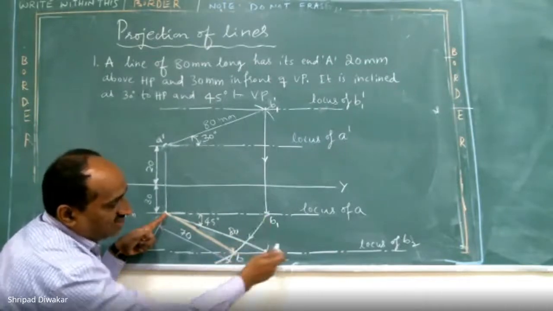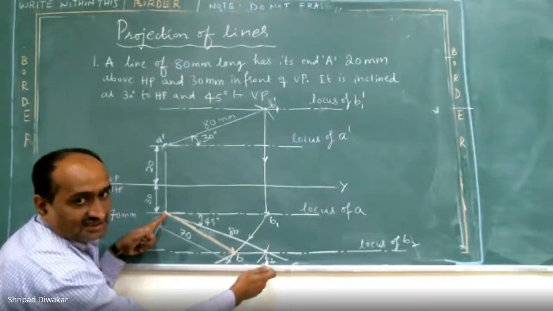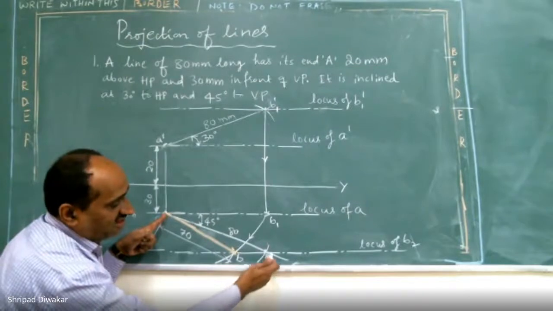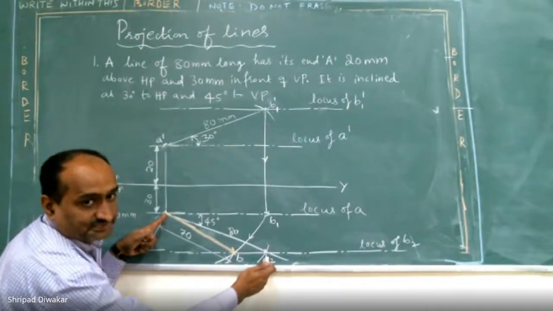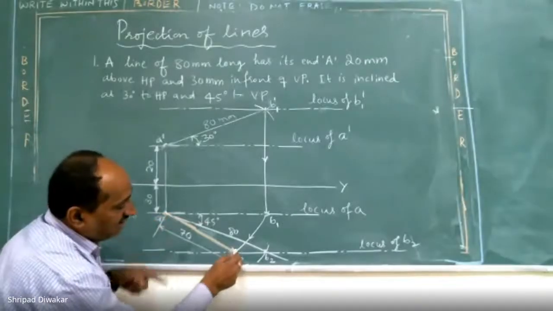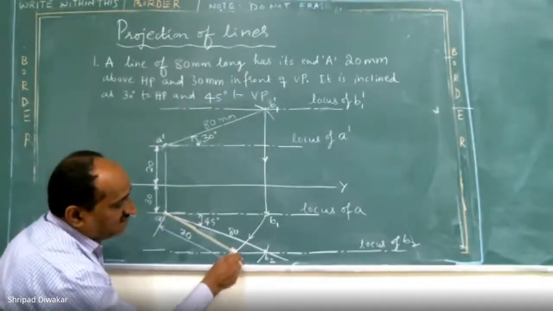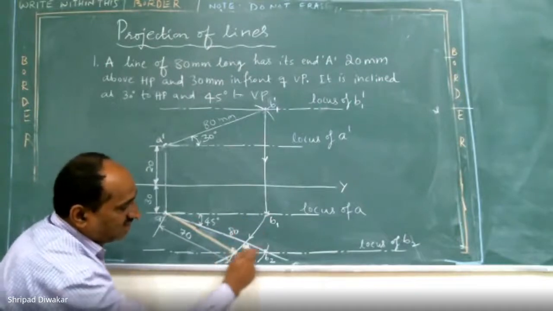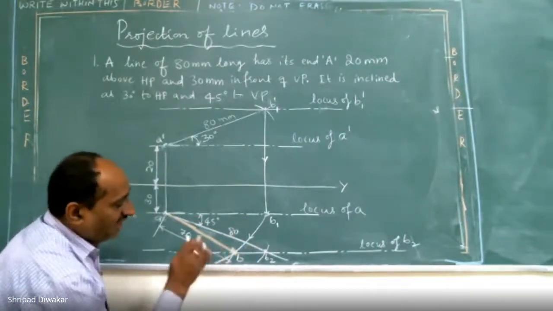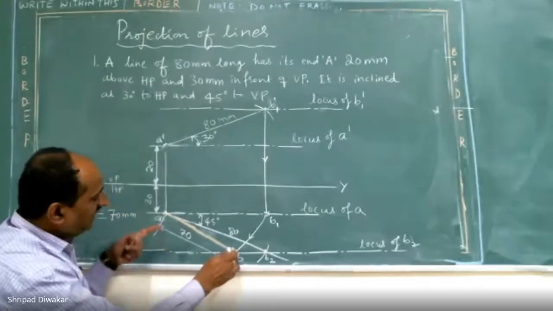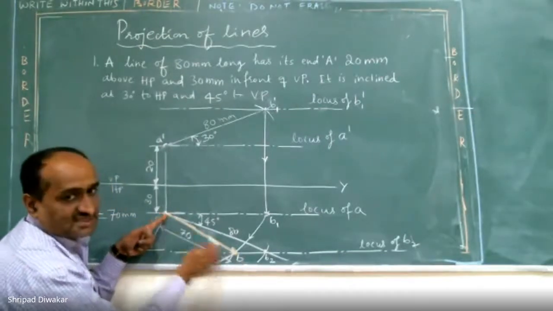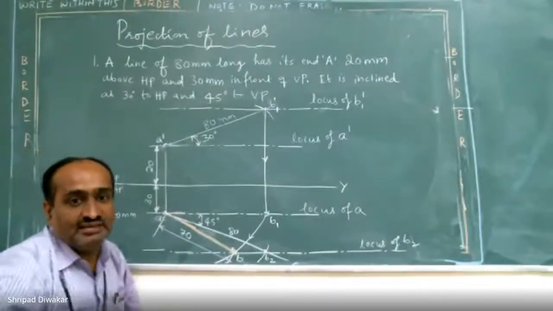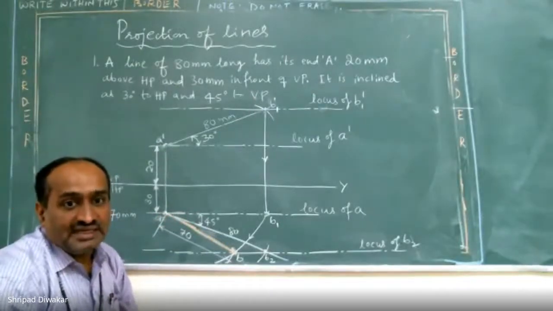This arc cuts the locus line. Already we are having the locus line, right? The locus line means you are drawing the horizontal line passing through B2 first. Now you are having one intersection point. This arc cuts the locus line at some point, and you are having this point A and this point B. Just join these two points. Now that AB gives your apparent length in the top view.